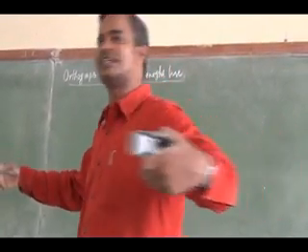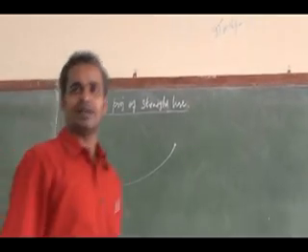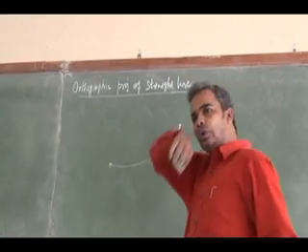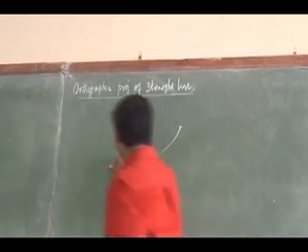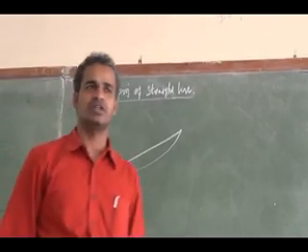Shortest distance between 2 points is known as a straight line. Okay, make a note. The shortest distance between 2 points is a straight line. It's called a straight line.